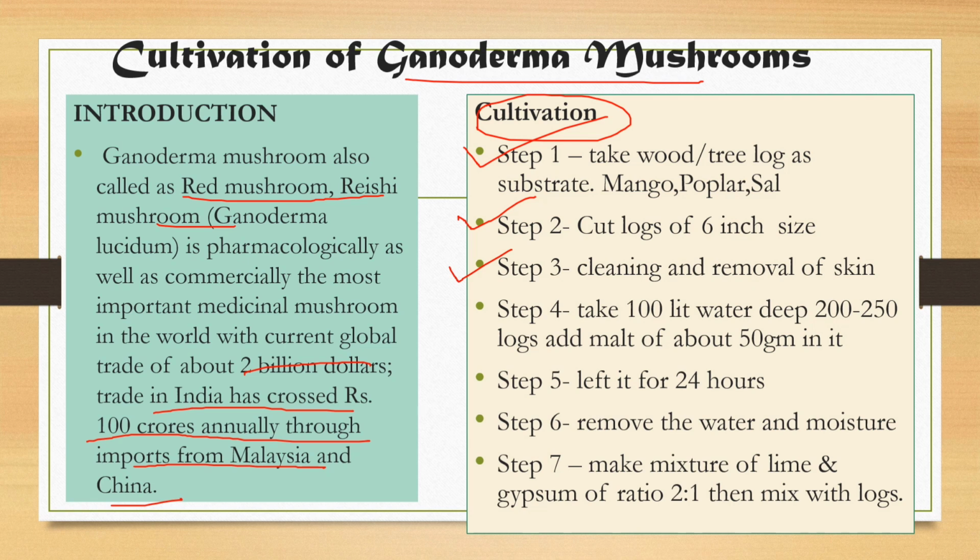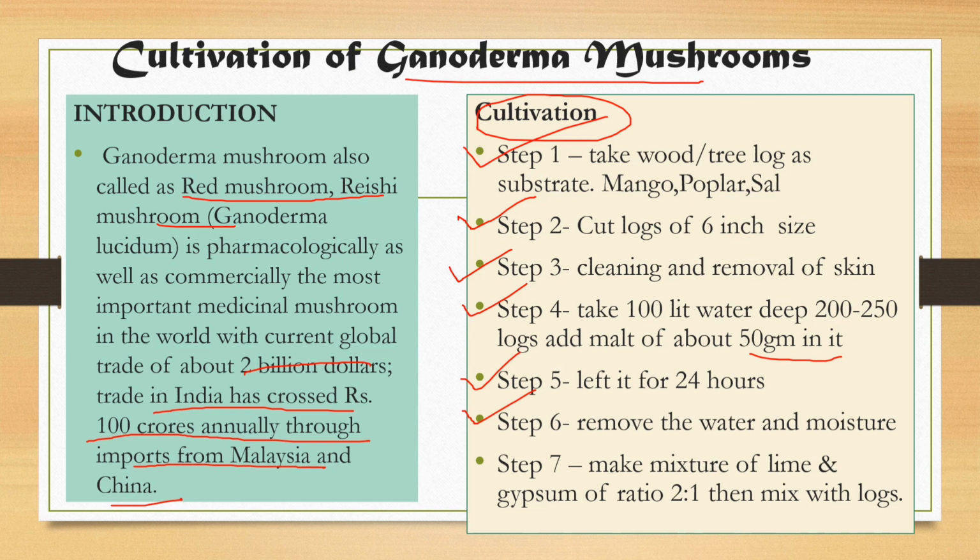And then step 4, take 100 liters of water and dip 200 to 250 tree logs into it. Also add malt, about 50 gram. It is a wonderful nutrient to promote mycelium growth, and mix it well. Then cover the container and leave it for 24 hours. After 24 hours, remove the water and keep the tree logs in such a manner that the excess moisture is removed, and check by the fill method.